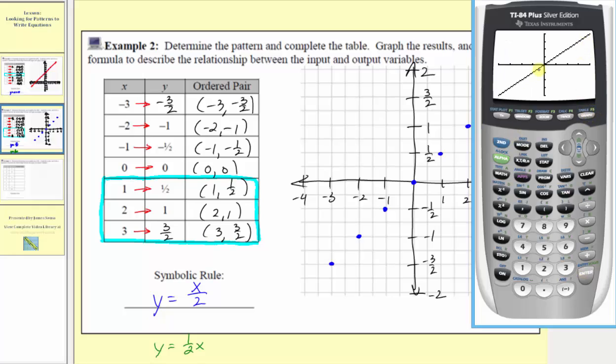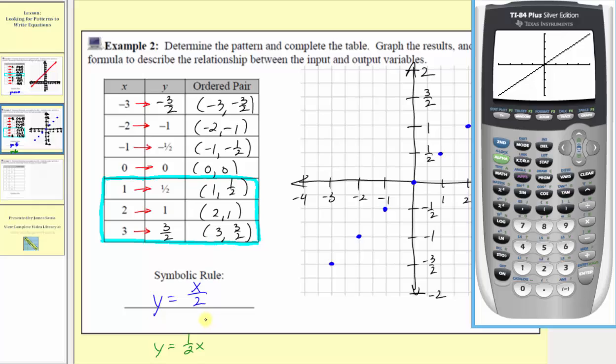Notice here we actually have a line, not just a set of points, and that's because once we write the symbolic rule or formula, this is telling us that the output y is equal to the input x divided by 2 for any input x, not just these inputs.